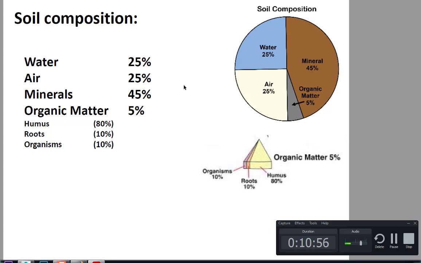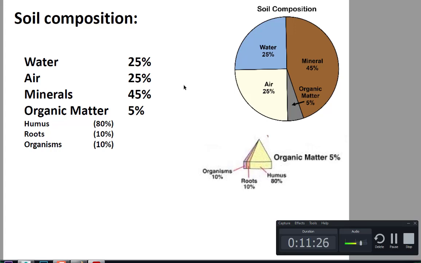So water, 25% water is good for the soil, or it is mandatory for the soil. Air, 25% of the air is necessary or mandatory. Then the rest, 45%, are minerals, which indicate the quality of soils, as well as 5% of organic matter that is also available in the soil.